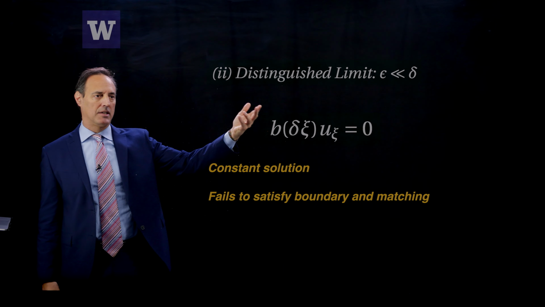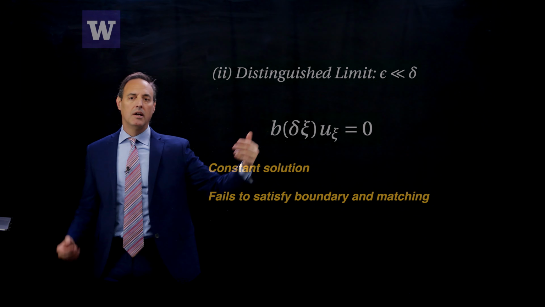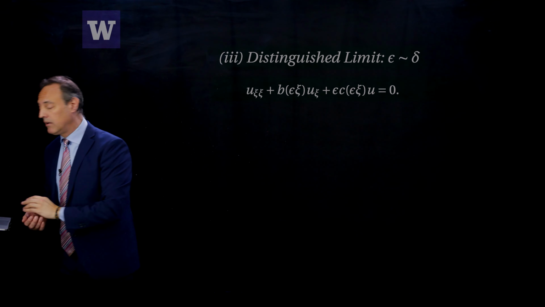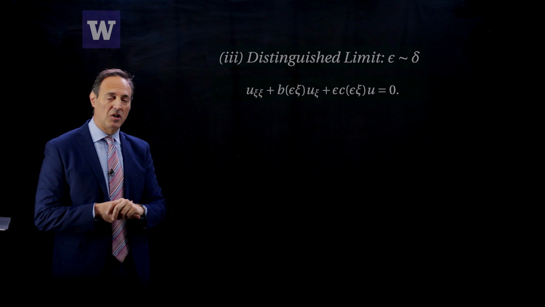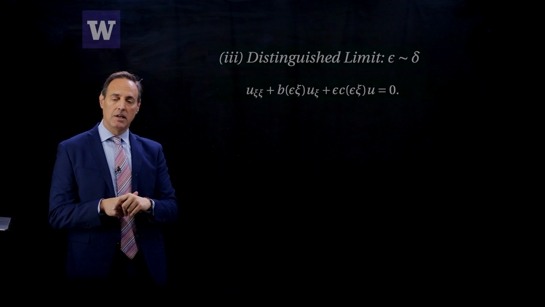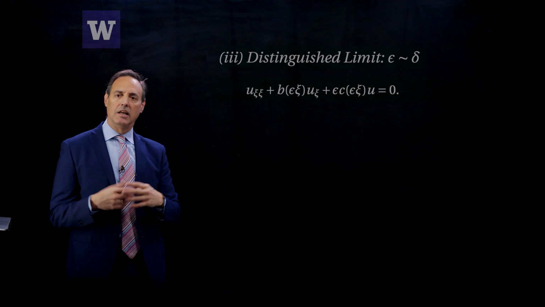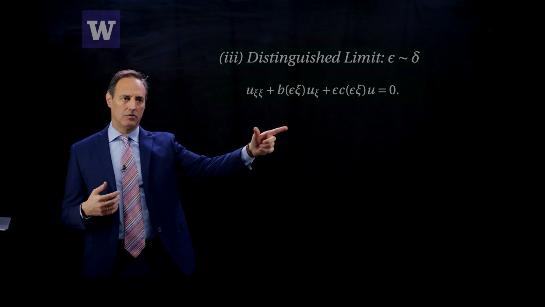So again, I would say that this distinguishing limit is also a failure. So epsilon much less than delta is a failure. Epsilon much bigger than delta is a failure. So what's left? Well, there is this. Epsilon is about the same size as delta. Now, if you take epsilon about the same size as delta, what ends up happening is your governing equation that you had before drops down to here.